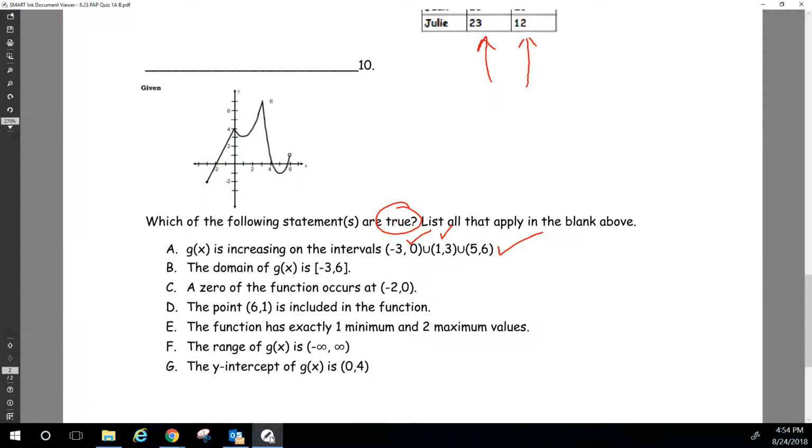All right, next one says the domain is -3 and 6 inclusive on both sides. So I agree that we include -3 over here, but our 6 value over here, I've got an open circle, so this should be a parentheses. So this one is not true. Sorry, A is true, B is not. All right, then it says a 0 of the function occurs at -2, 0. That's true. We are crossing the graph at -2, 0.